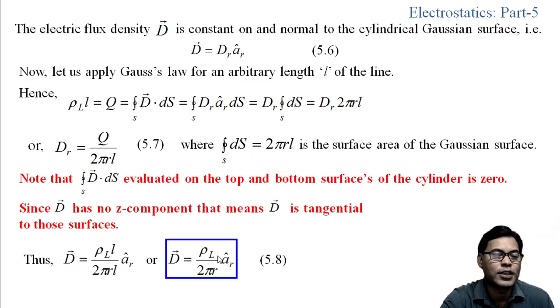Here you can see that using Coulomb's law we found that the electric field intensity E equals rho_L by 2 pi epsilon naught r a_r. The same equation we got here, just that we have considered in this case that the charge distribution is symmetric, and if we consider the charge distribution is symmetric, then the calculation will be easier.